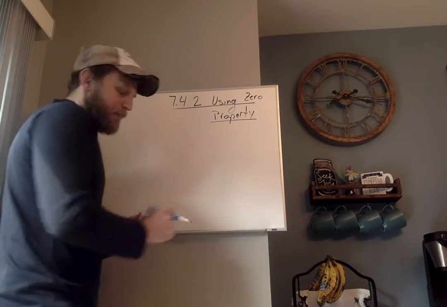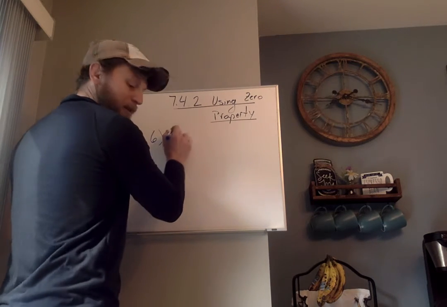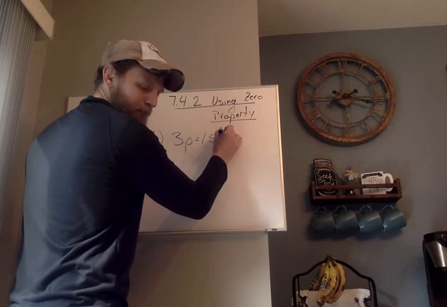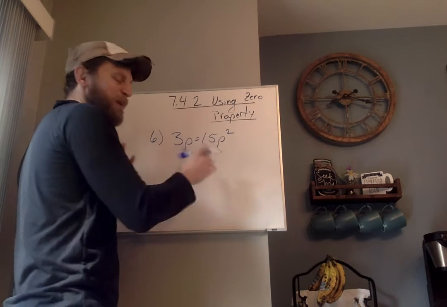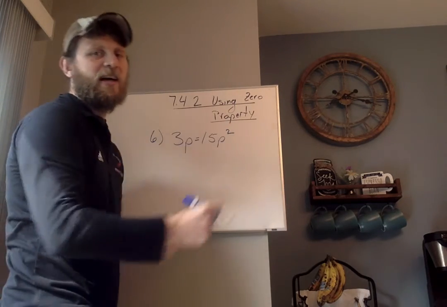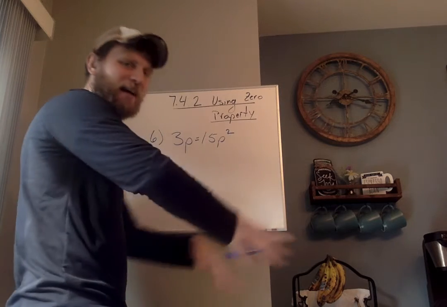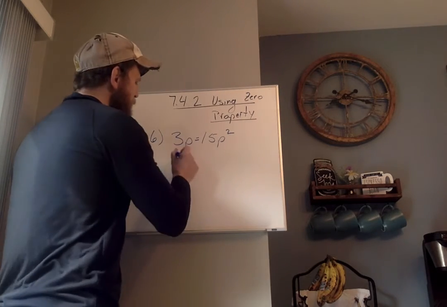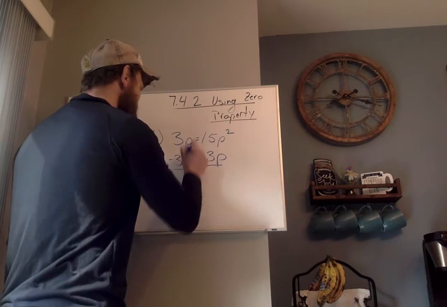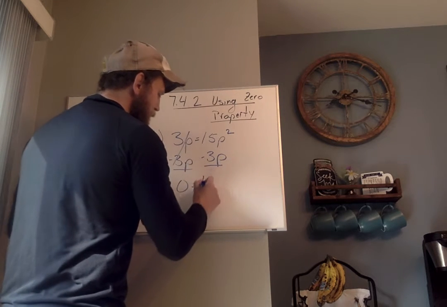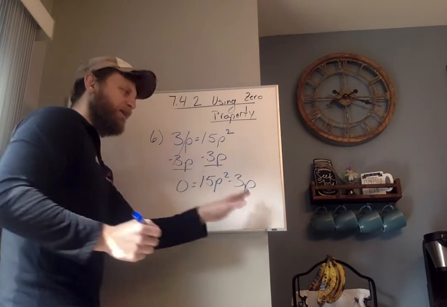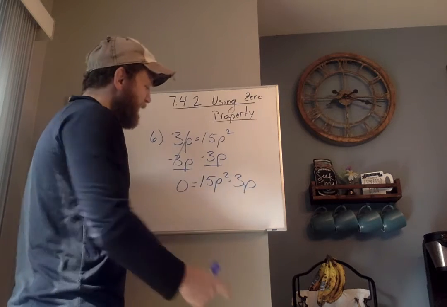All right. Question number 6, a little bit more difficult. Now I have p's on opposite sides of the equal sign, so I have to get everything to one side. It doesn't matter what side. I like that side because the p squared's on that side. So I'm going to subtract 3p, and 0 equals 15p squared minus 3p. Can't combine them. Now, what do they have in common? They have p's and a 3.